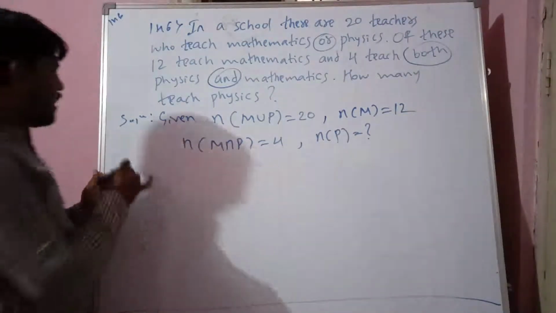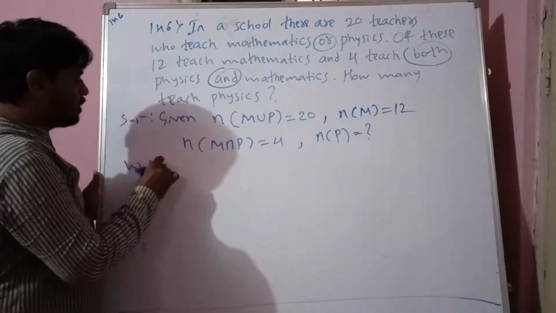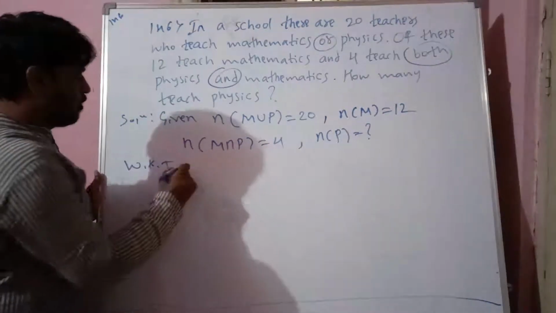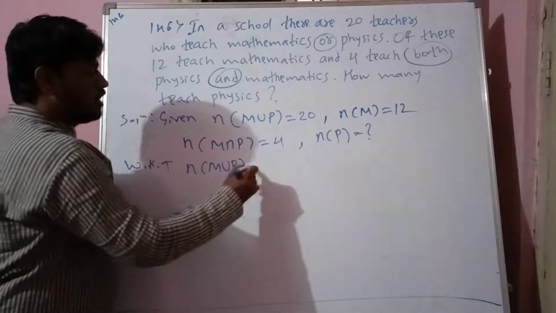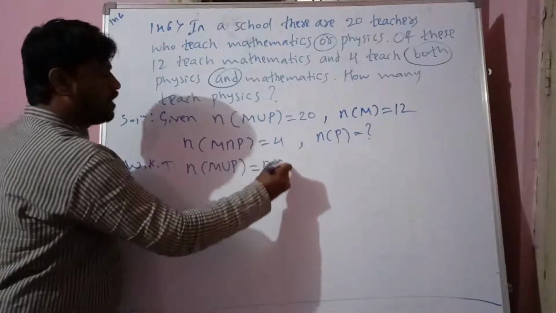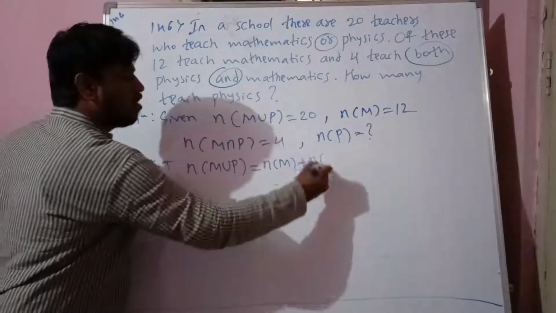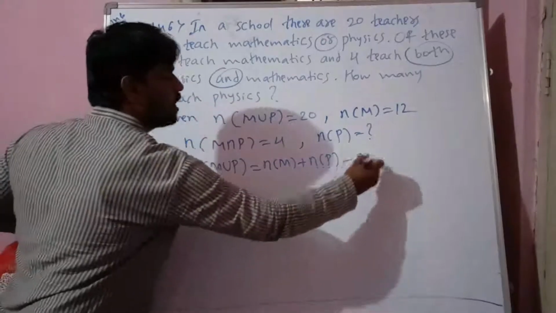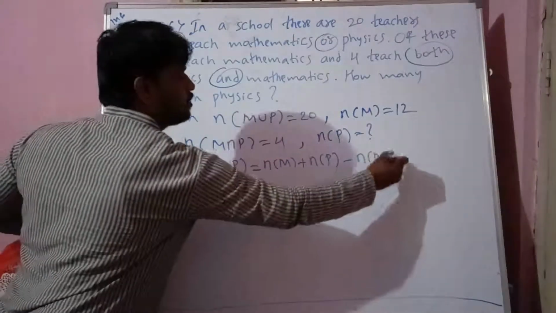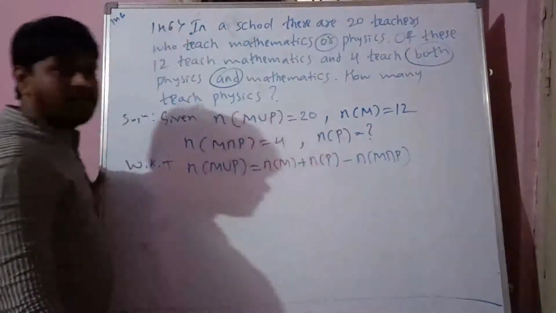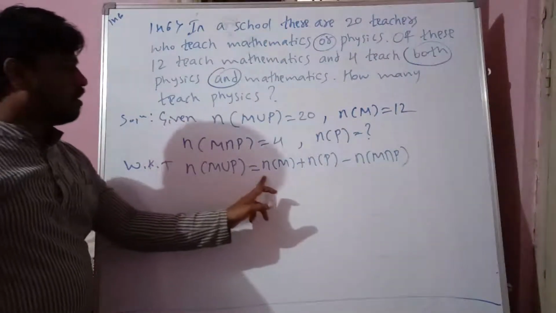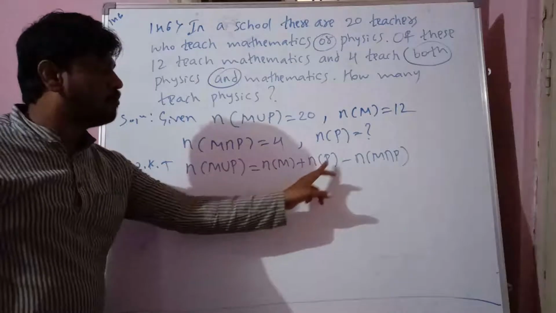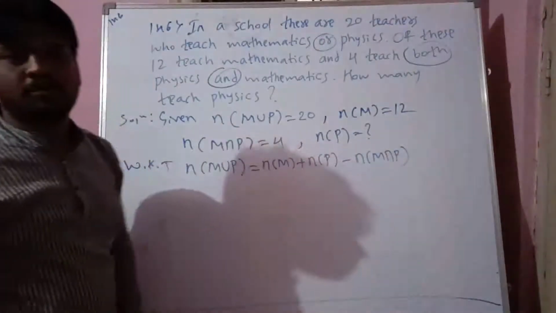So again you write the formula as compared with n of A union B, means n of m union p is equal to n of m plus n of p minus n of m intersection p, as compared with n of A union B, n of A plus n of B minus n of A intersection B.